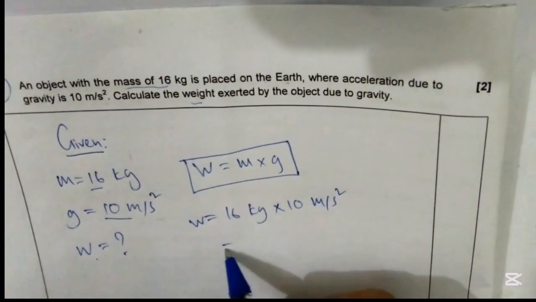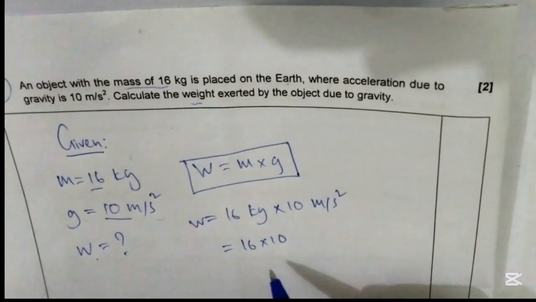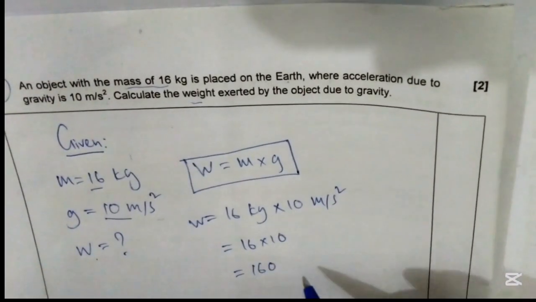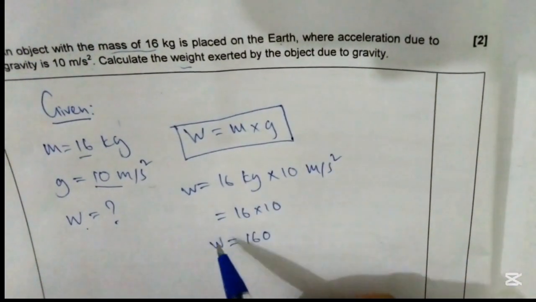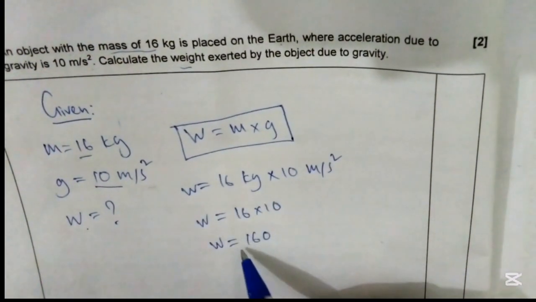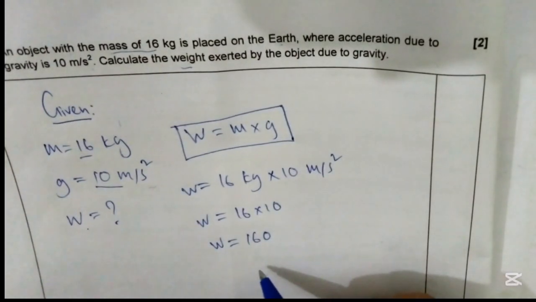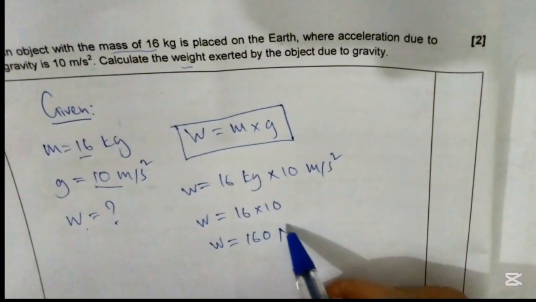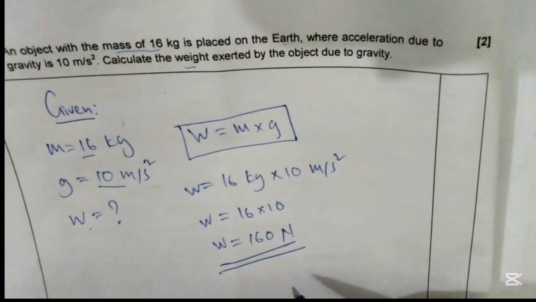So the answer is 16 times 10 is equal to 160. So the weight is 160 and what is the unit for weight? The unit for weight is Newton. So the answer is 160 Newton.